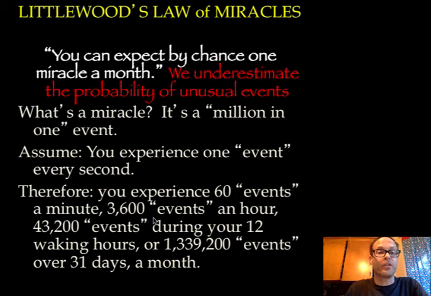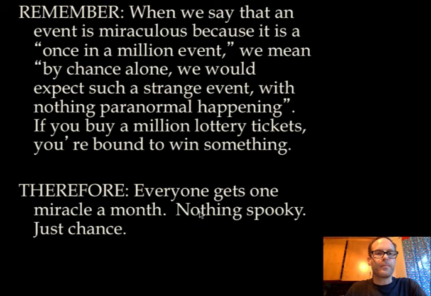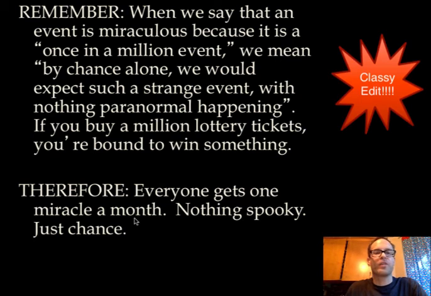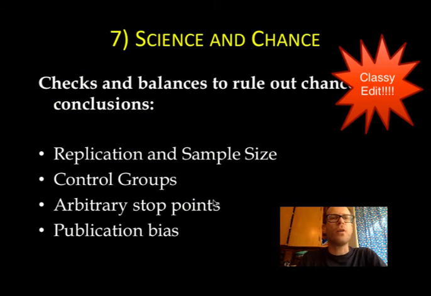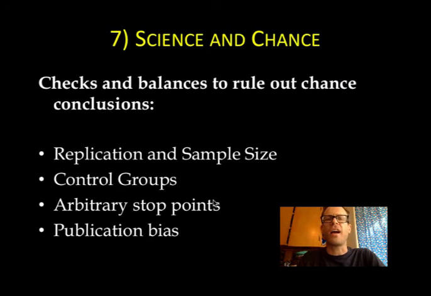So, 1 in a million, you're going to calculate the chances of something happening. You're going to have a 1 in a million event happen to you every month. Okay. Everyone gets a miracle a month. Nothing spooky. Okay, so now we're just going to talk briefly about science and how science deals with chance.